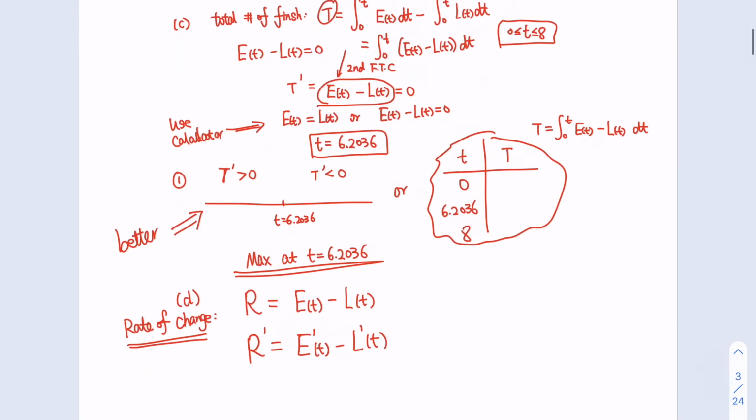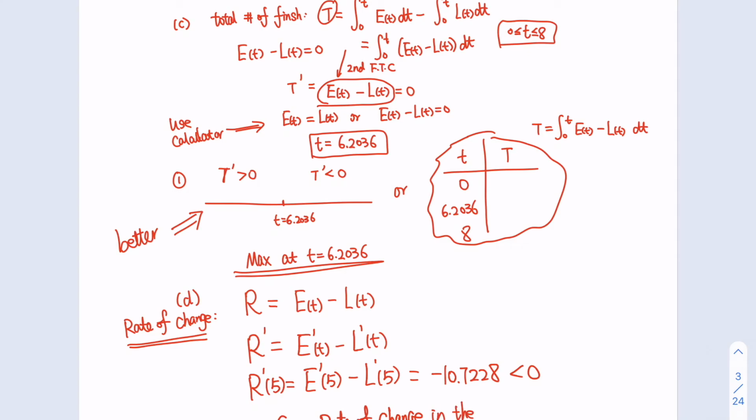So let's have a look at t equals 5. Is R prime positive or negative? So R prime at 5 equals E prime minus 5. You can use your calculator and plug everything in. This gives you approximately negative 10.7228, which is negative. The derivative is negative, so the rate of change in the number of fish is decreasing.